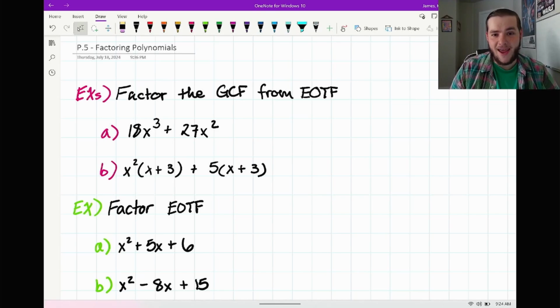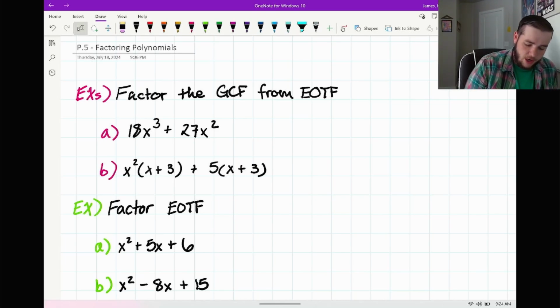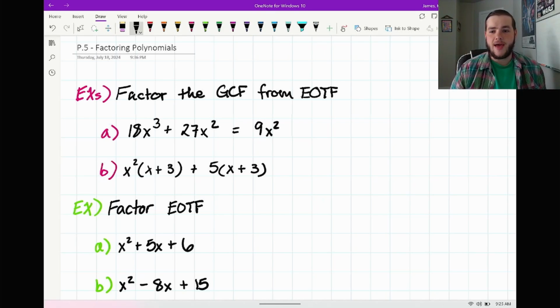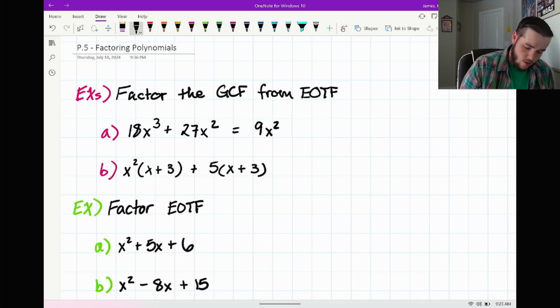In part A, notice that both terms in the polynomial have a factor of 9, and they also both have a factor of x squared. So I can pull out, or factor out, that 9x squared from both terms. What I'm left over with in the first term would be 2x.